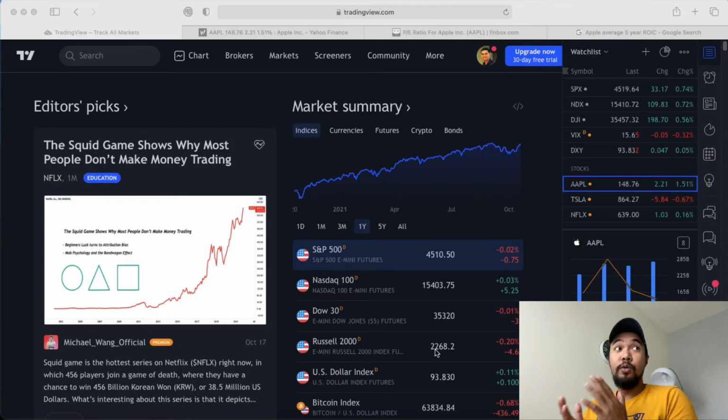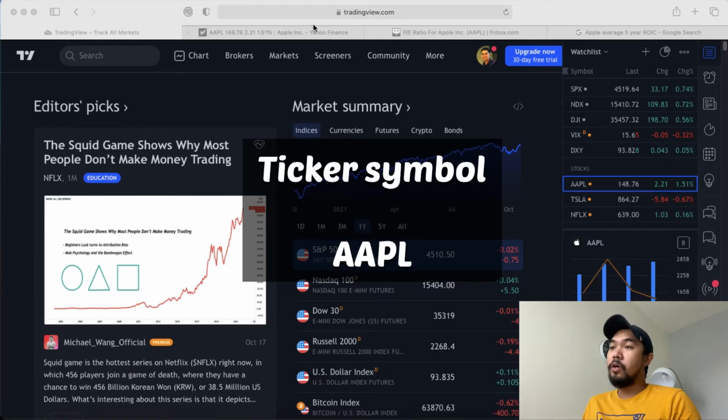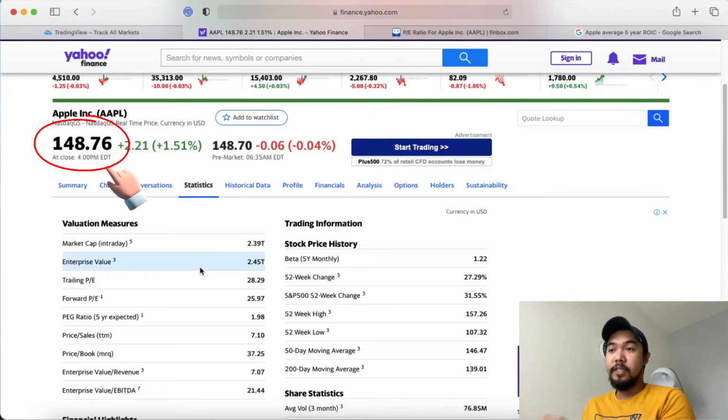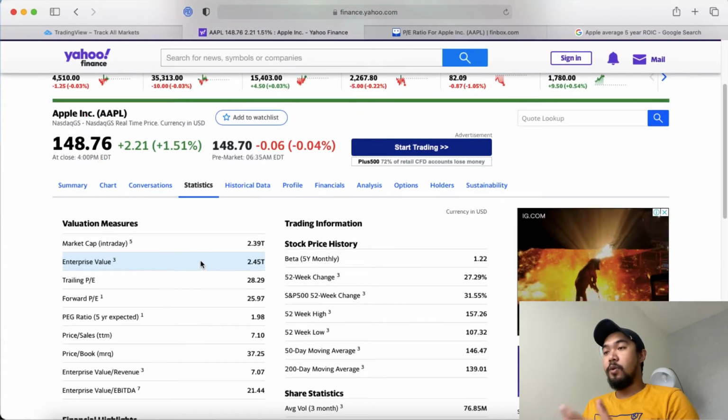And so what we want to emphasize as a value investor is: do I really want to pay this price for this company, or is it overpriced, or is it undervalued? So that's the place where we want to go. Today we're going to look particularly at Apple stock. Currently Apple is trading at 148.76. That was the closing price.